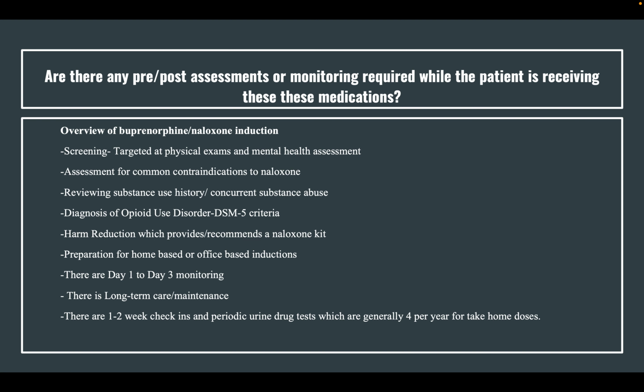Are there any pre or post assessments or monitoring required for the patient while they are receiving these treatments? So, overview of naloxone induction. Screening is targeted at physical exams and mental health assessment, assessment for common contraindications to naloxone, reviewing substance use history, concurrent substance abuse, diagnosis of opioid use disorder, so DSM-5 criteria, and harm reduction, which provides and recommends a naloxone kit, and preparation for home-based or office-based inductions.